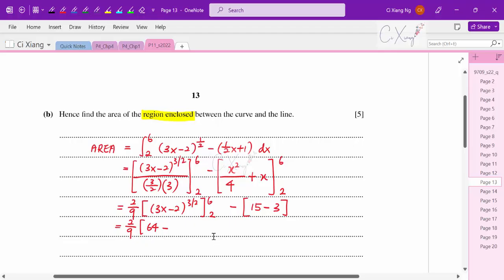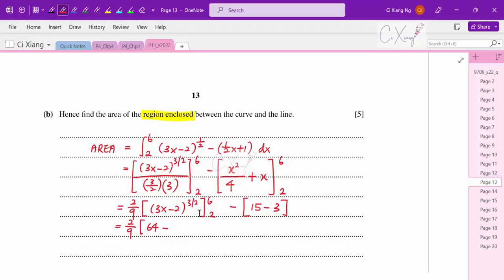Then minus, now you substitute the 2. So 2 times 3 is 6, minus 2 is 4. Square root of 4 you get 2, 2 to the power 3 you get 8.